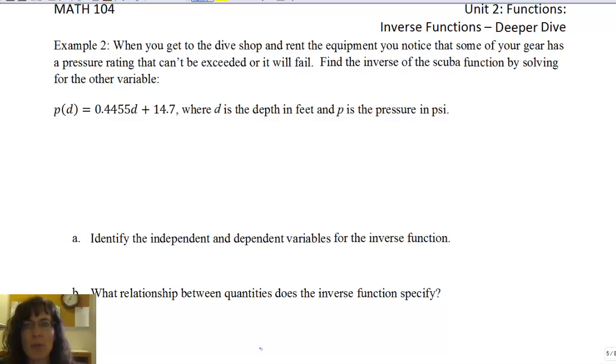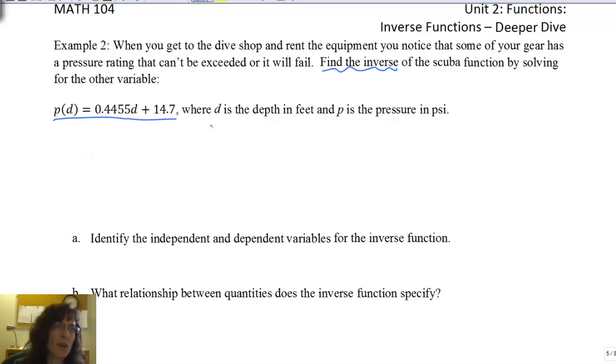Bit more depth on the inverse functions because I saw you're having a bit of trouble on that. The first thing that we want to do is find the inverse for this function that we started with, p of d. And so the very first step that I want to make is, number one, remove the function notation.